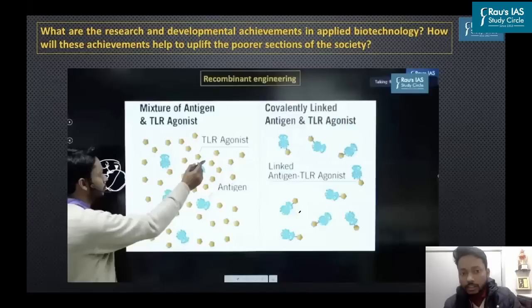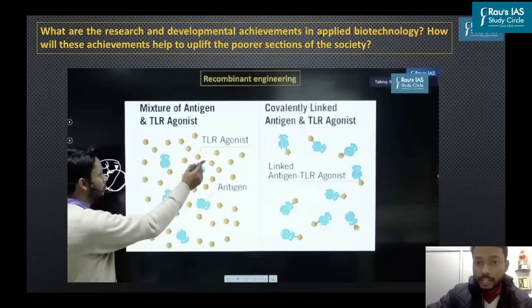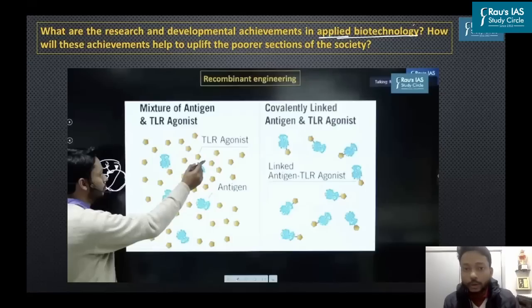That was the first discussion. The other question was on applied biotechnology. What are the research and developmental achievements in applied biotechnology? Applied biotechnology simplistically means that it has some industrial application. It is not just theoretical research work. Applied biotechnology means the benefit of that through industry production will come to the common man. That is what applied biotechnology is. How will these achievements help to uplift the poor section of society?